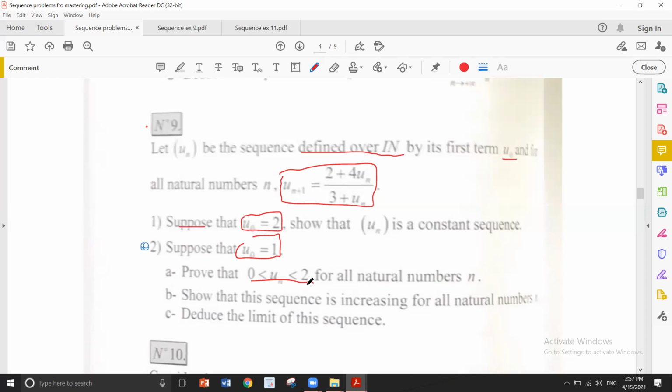Okay, first step, I have to prove u n greater than zero. And second step, I have to prove that u n is less than 2. Each one by mathematical induction.